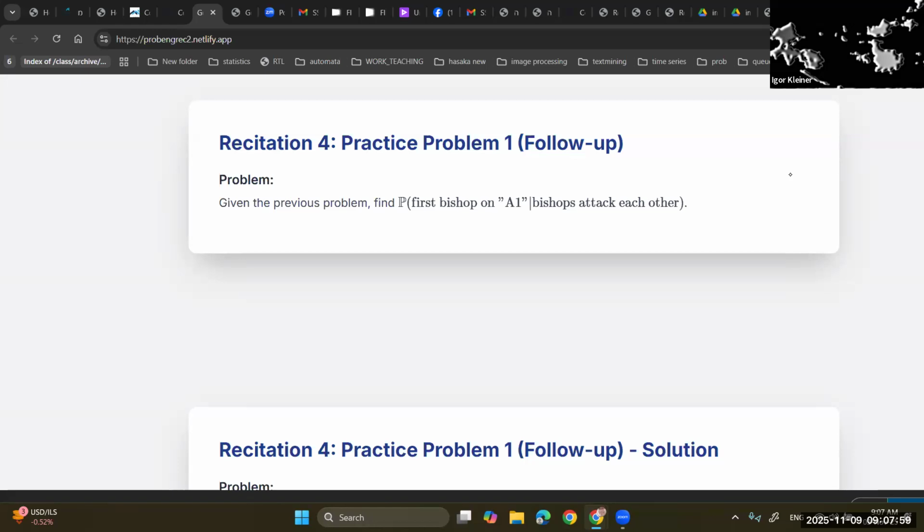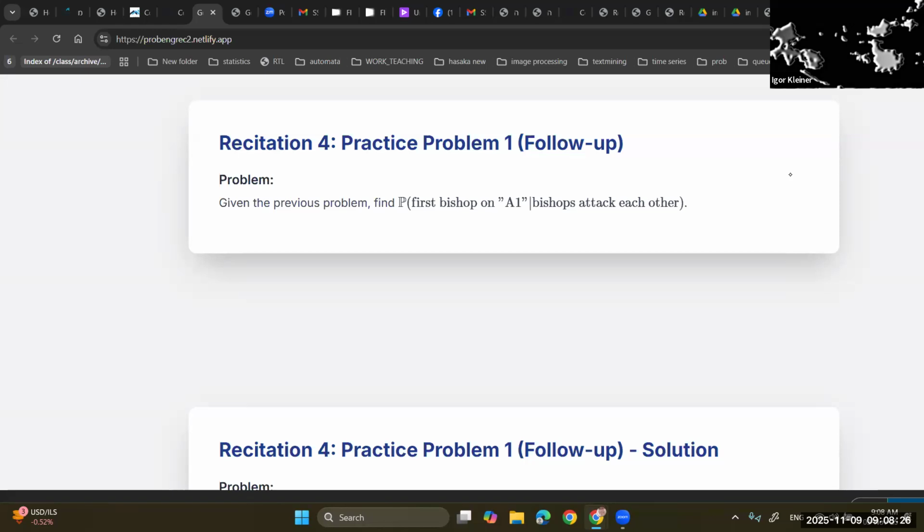Well, if the first bishop is on A1, the only way the second bishop... but it's not on A1. This is the question. So it's the probability where you need to change direction. You need to use Bayes theorem. If somebody asks you about conditional probability in general, sometimes you can answer without any calculation, but it's rare. But it can happen. Okay, but it's not the case here.